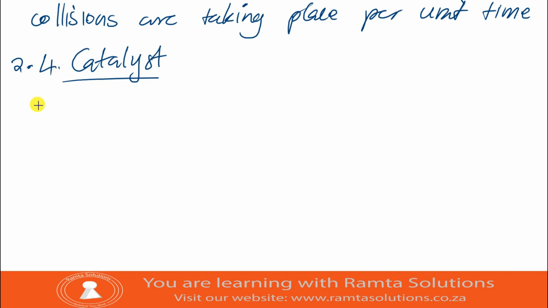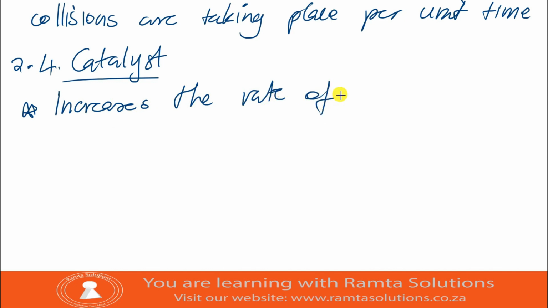Now, with a catalyst, you know that a catalyst basically is a substance that takes part in the reaction without being consumed. In other words, it does not lose its mass or anything. As long as it's in a reaction, what a catalyst does is increase the rate of reaction without being used up.